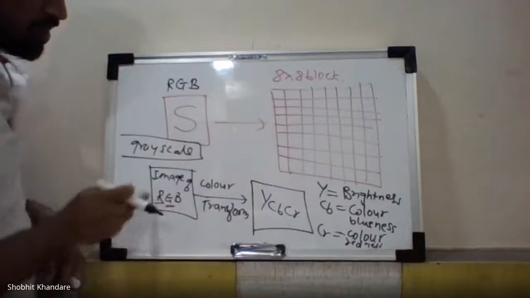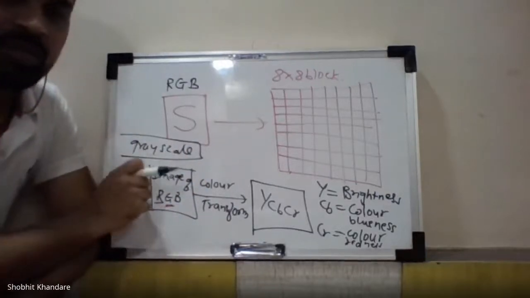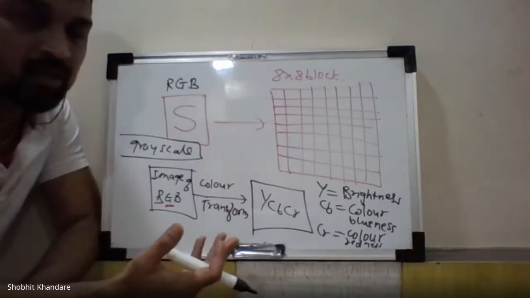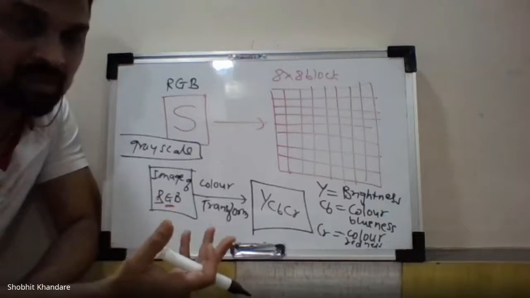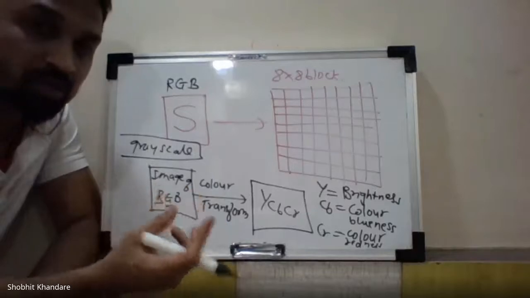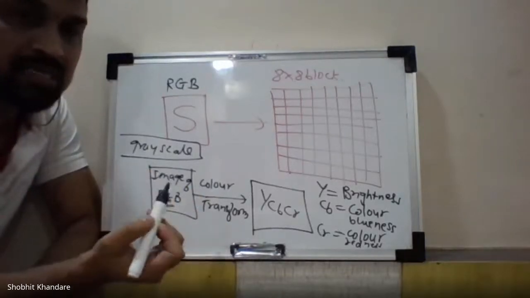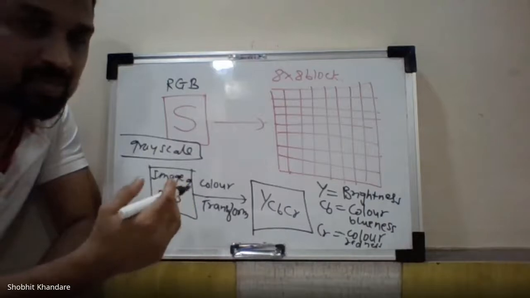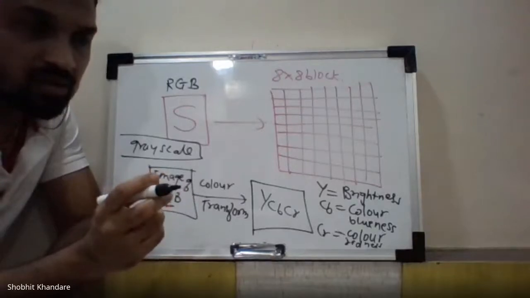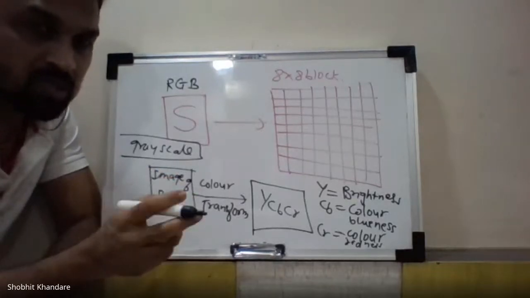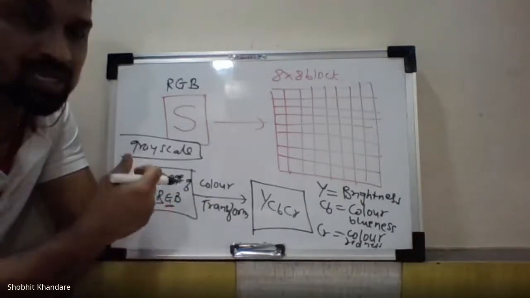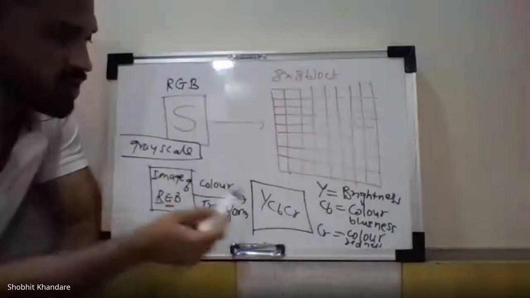Whatever the color image you have, you will understand this when you study image compression or image processing. Whenever you have to do some processing over the image, the first thing is that the image should be converted into grayscale. The grayscale is nothing but a black and white image. Nowhere will you see us processing the color image without converting it into grayscale. So either you convert into grayscale or you convert into YCbCr.